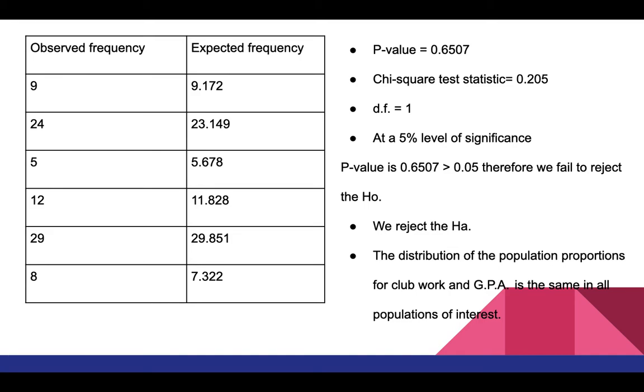So this means the distribution of the population proportions for club work and GPA is the same in all populations of interest. So regardless if you are in a club or if you're not, it doesn't affect your GPA.